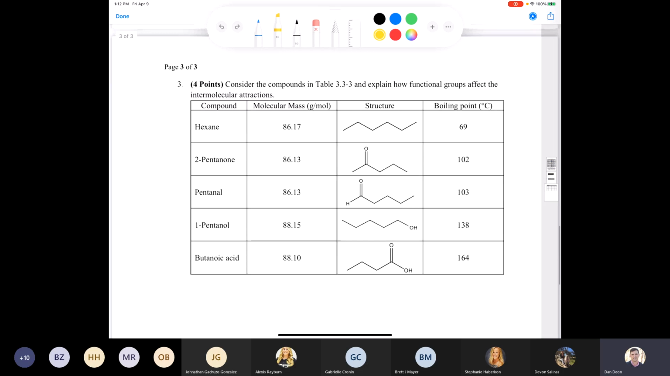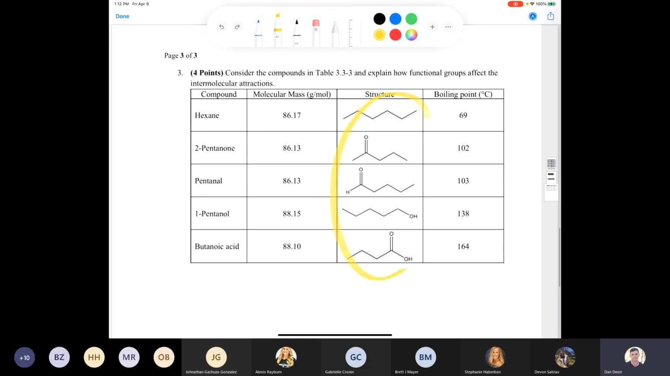And then the last question deals with these compounds here, these 5 compounds. Take a look at these 5 compounds and explain how the functional groups affect the intermolecular attractions, or the intermolecular forces, IMFs. Now notice that the first one is hexane. There is no functional group here, right? An alkane does not count as a functional group, but in 2-pentanone, we have a ketone. In valeraldehyde, we have an aldehyde, so pentanal, valeraldehyde. We have 1-pentanol, it's an alcohol, and then we have a carboxylic acid.